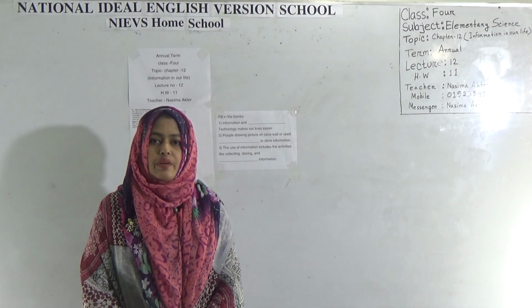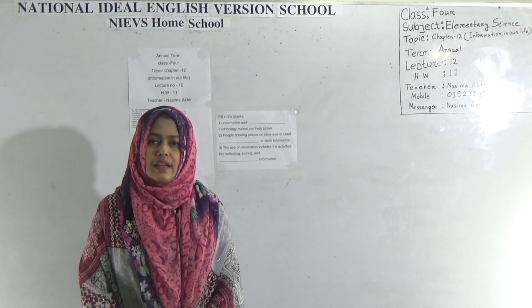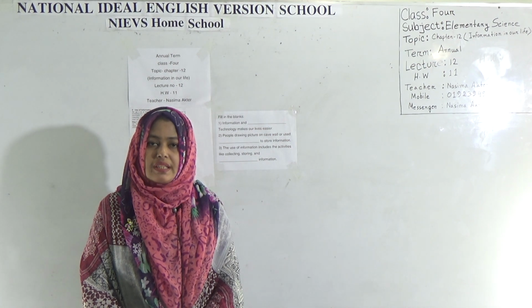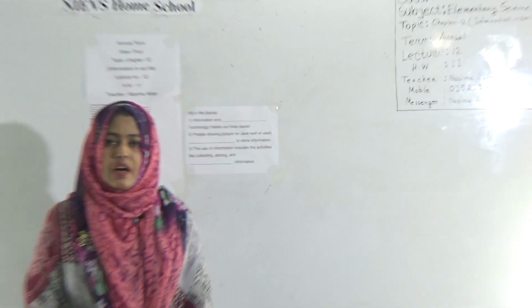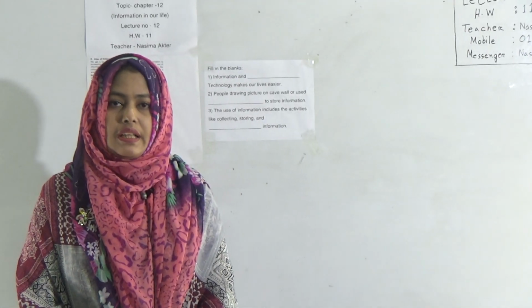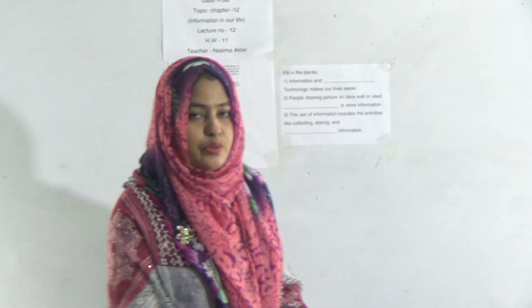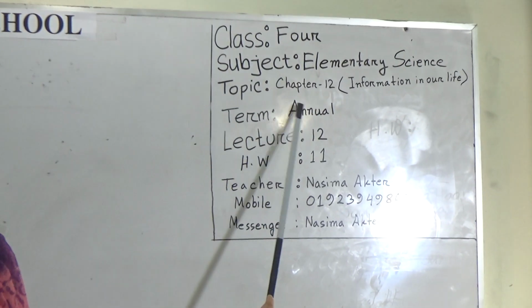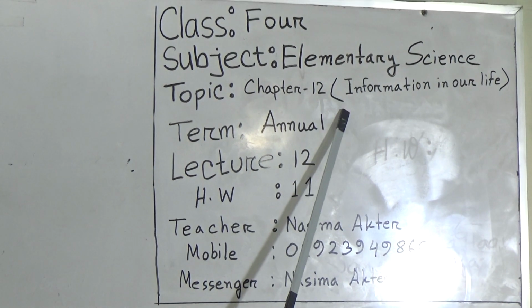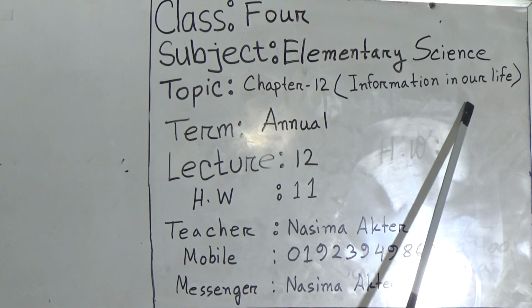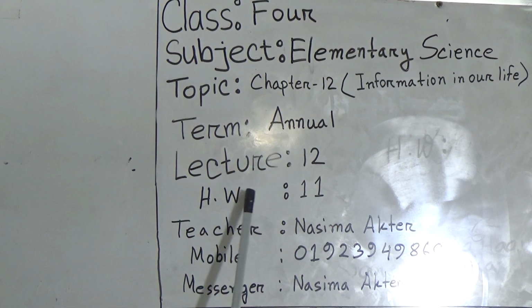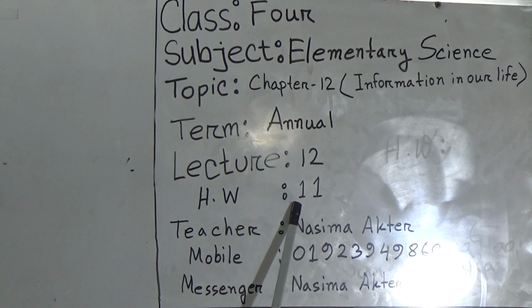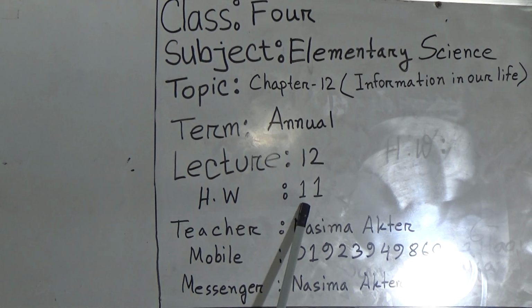Dear student, I am going to take an elementary science class for class 4 students. Dear student, our today's topic is chapter 12 and the name of our chapter is Information in Our Life. Let's see today's topic. This is chapter 12 and the name of our chapter is Information in Our Life. And this is lecture number 12 and I will give you some SW. Our SW number will be 11 number SW.